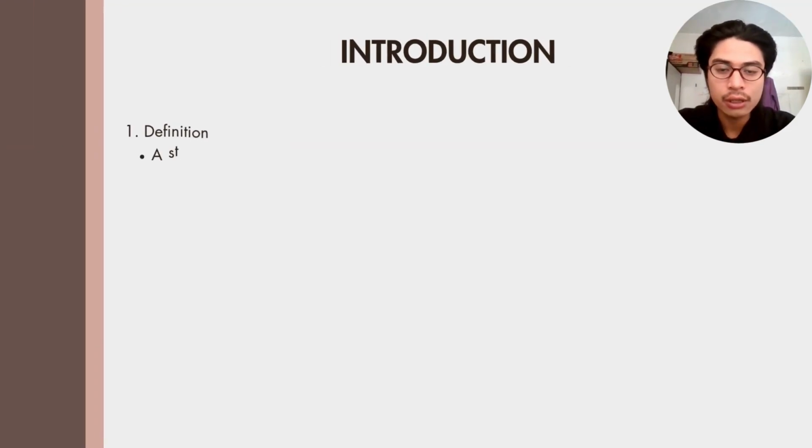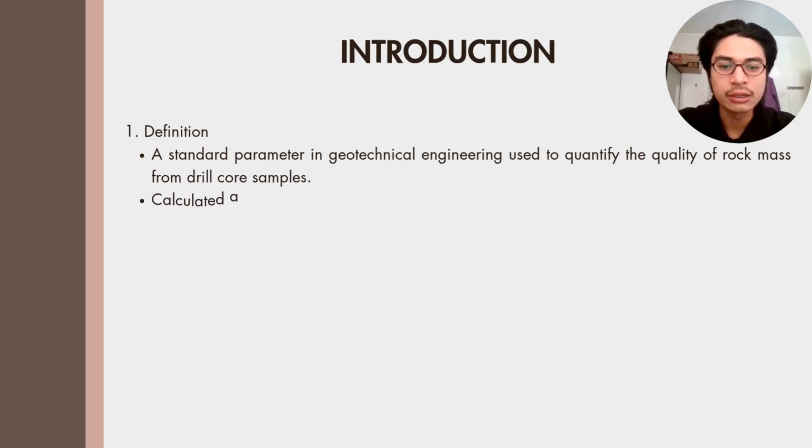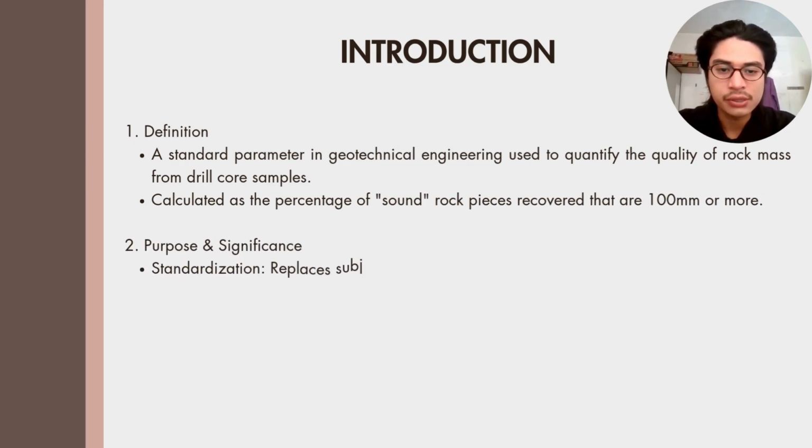Okay, so first of all, let's talk about some brief introduction regarding the RQD topic. The first point is the definition. It is a standard parameter in geotechnical engineering used to quantify the quality of rock mass from drill core samples. It is calculated as the percentage of sound rock pieces recovered that are 100 mm or more.